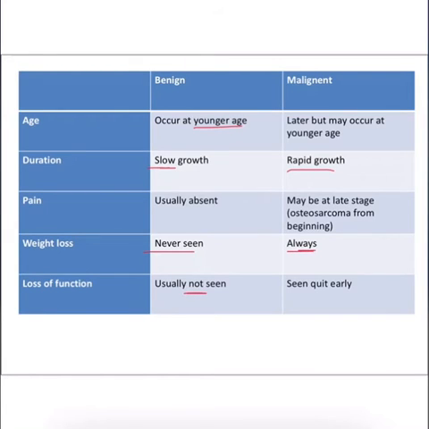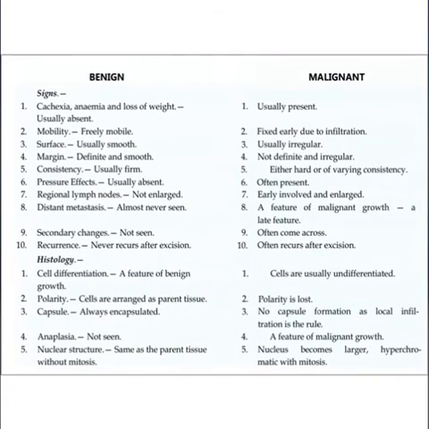Loss of function is usually not seen. This is seen quite early in the malignant tumors. The person cannot use his limb. So the clinical differences between benign and malignant are the signs of cachexia, anemia, weight loss, not seen in benign, they are seen in malignant. Benigns are freely mobile, smoothly surfaced, margins are definite and smooth, their consistency is usually firm, the pressure effect is usually absent, regional lymph nodes are not enlarged, and distant metastasis never occurs.